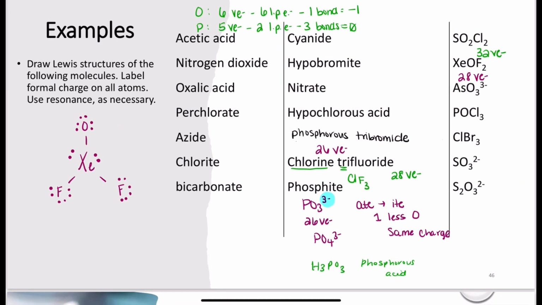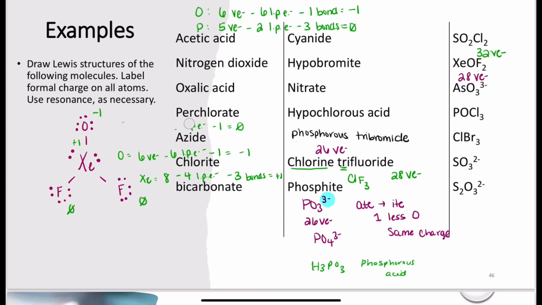My fluorine: 7 valence electrons, 6 lone pair electrons, and 1 bond gives me a 0 formal charge for each fluorine. My oxygen: 6 valence electrons, 6 lone pair electrons, and 1 bond gives me a -1 charge on my oxygen. And my xenon: 8 valence electrons, 4 lone pair electrons, and 3 bonds gives me an overall +1 on my xenon.